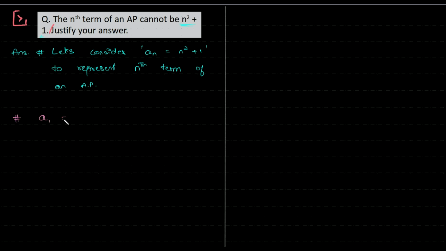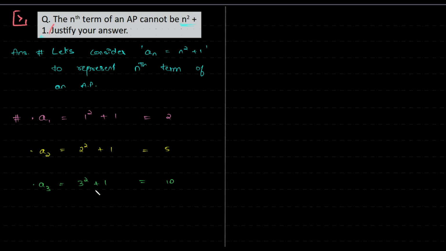Right, so we can represent a1, which is 1 square plus 1. All we are doing is substituting 1 in place of n. Okay, and then we have a2, which is 2 square plus 1, so this would be 5. Then we have a3, which is 3 square plus 1, and this would be equal to what, guys? 9 and 10. Okay, so this is what we have to do.